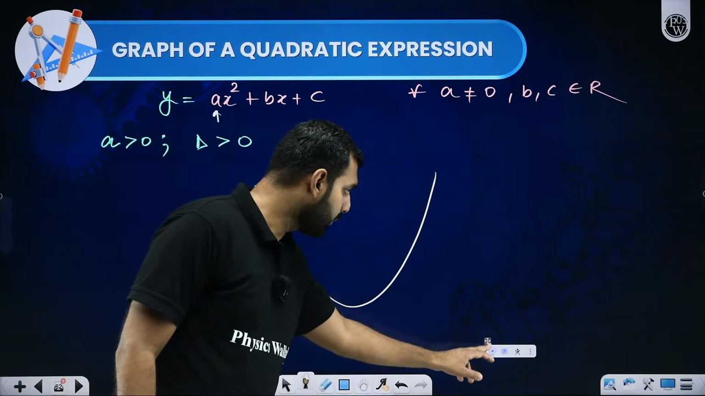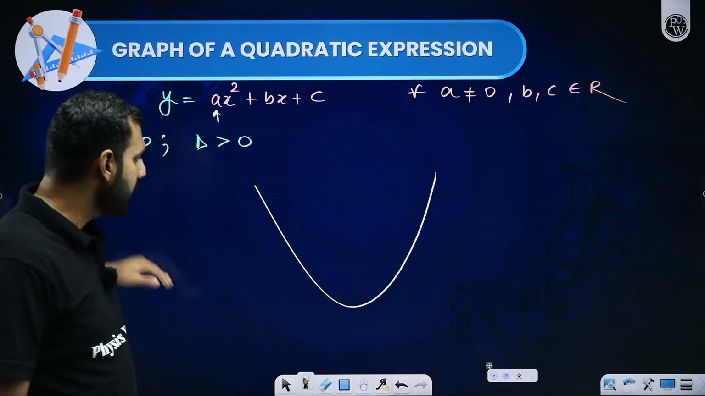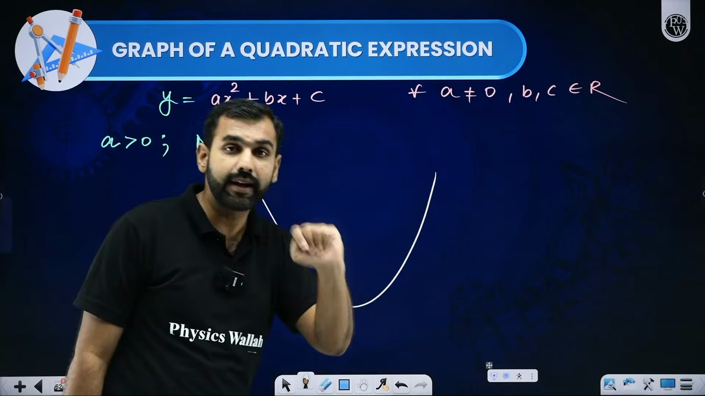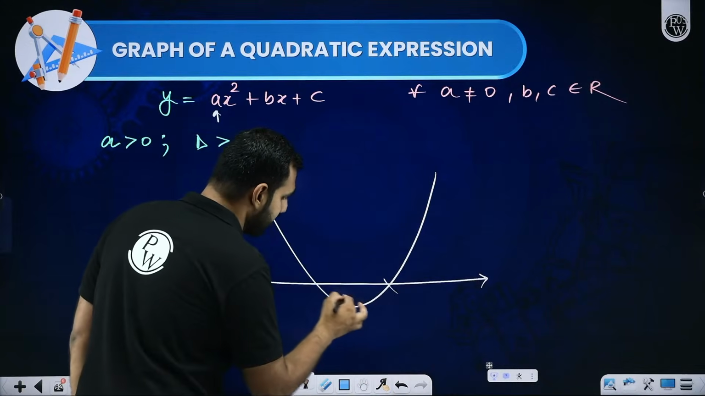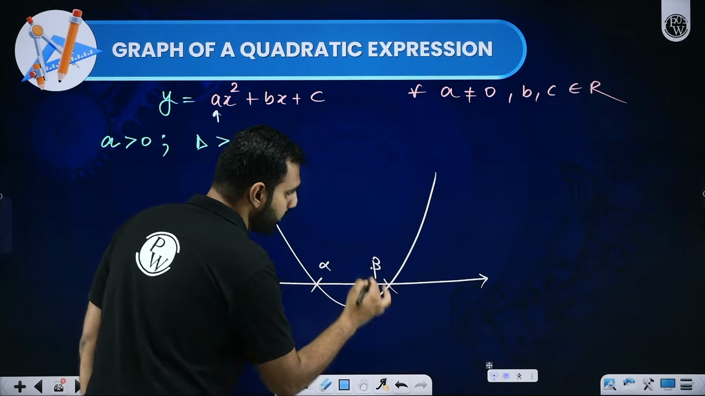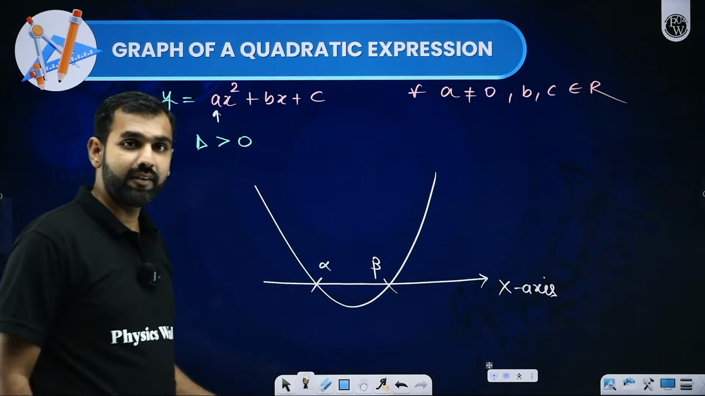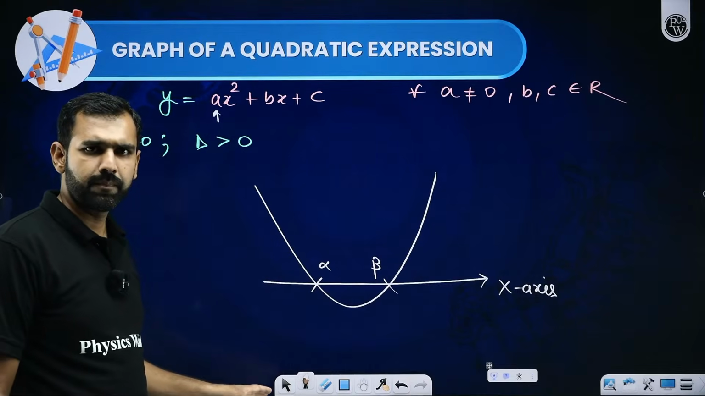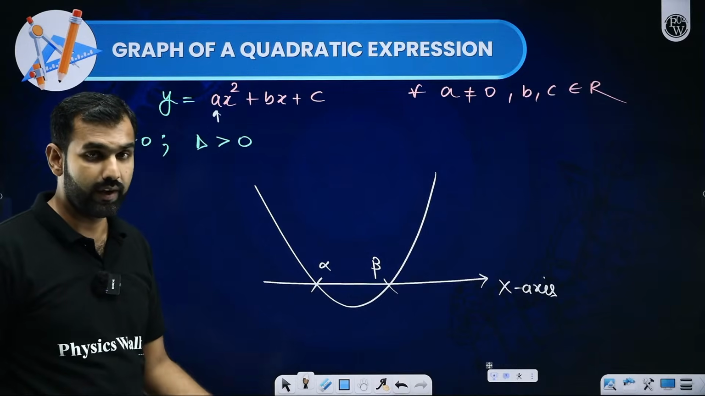And if you are talking about discriminant greater than 0, that means it will have two real and distinct roots. Roots or solutions mean what? It is intersecting the x-axis at two distinct points, which are going to be the roots here. Now, the y-axis could be anywhere, here, here, or here. Yes or no? So I hope that part is very well understood by everyone. Can I move ahead from here?